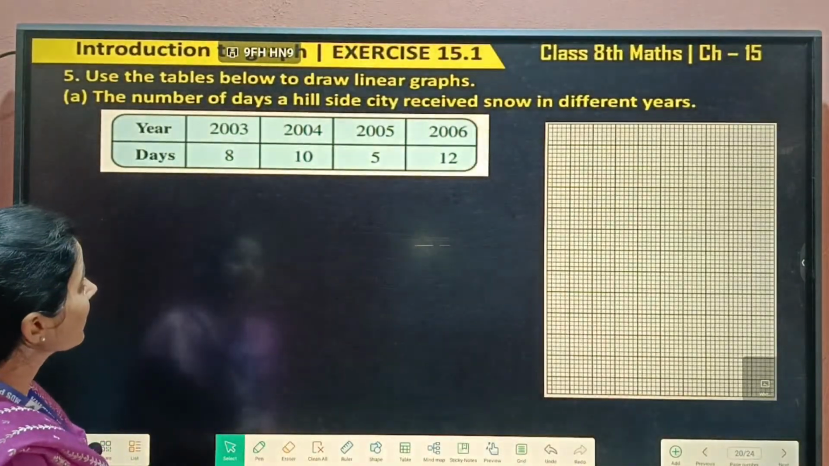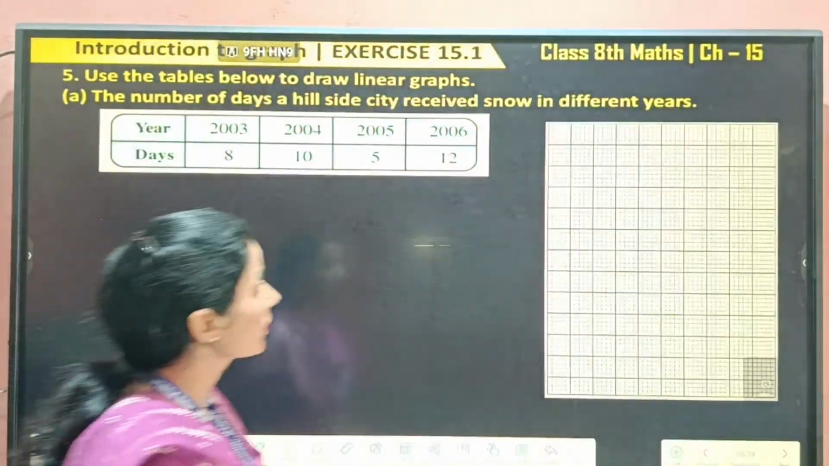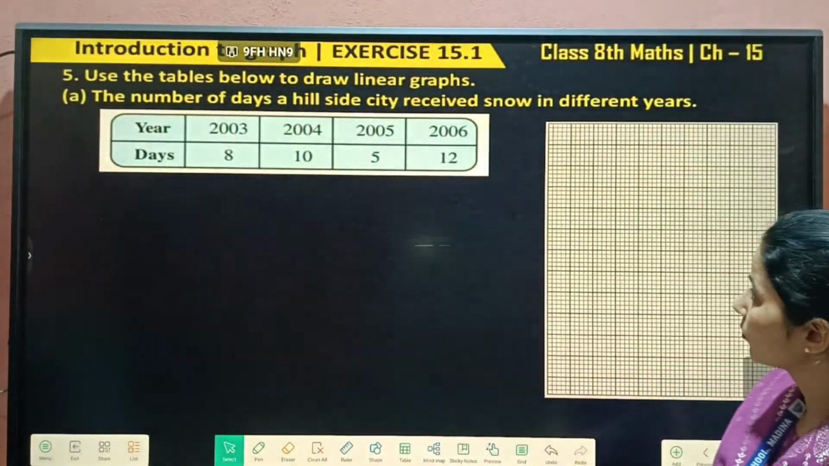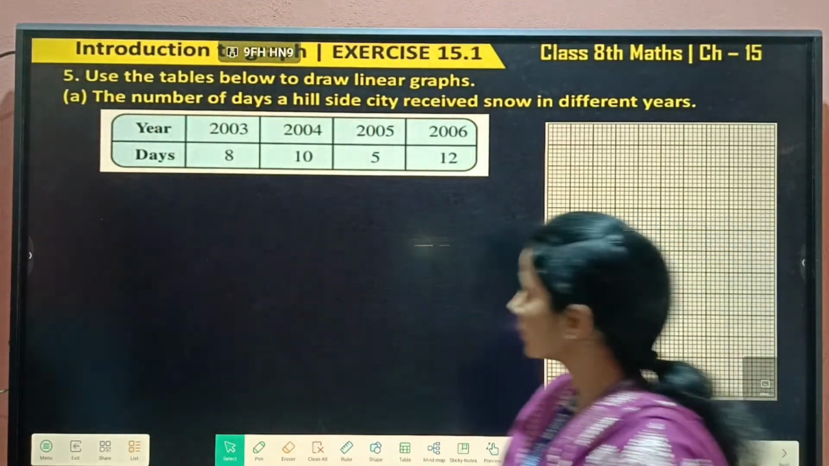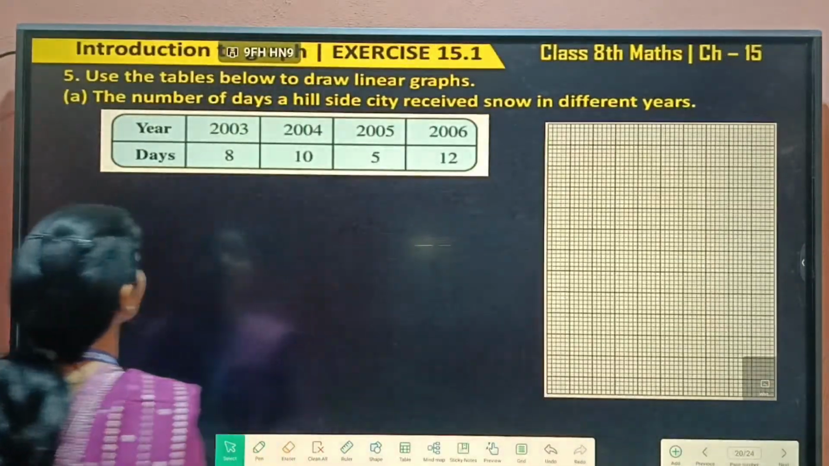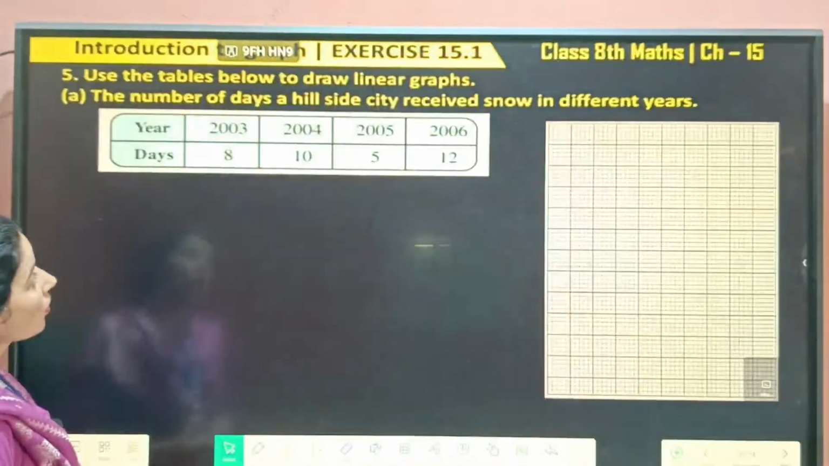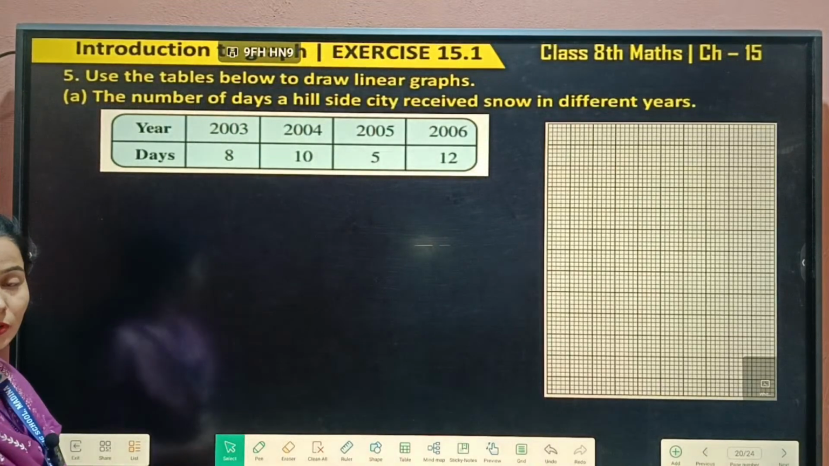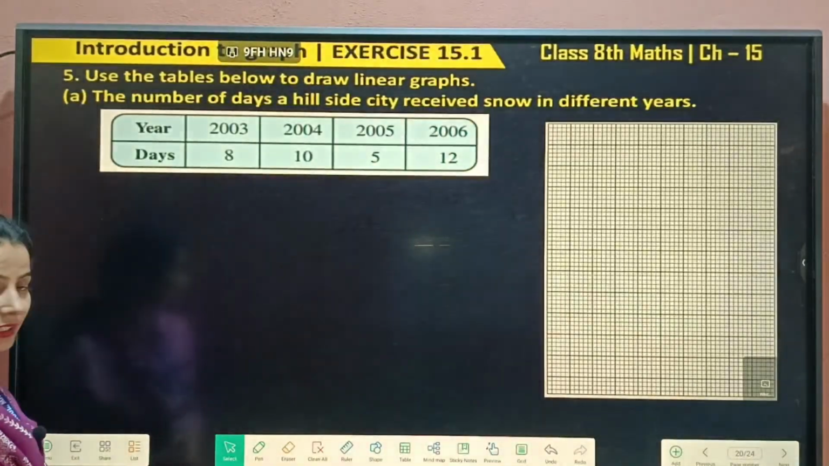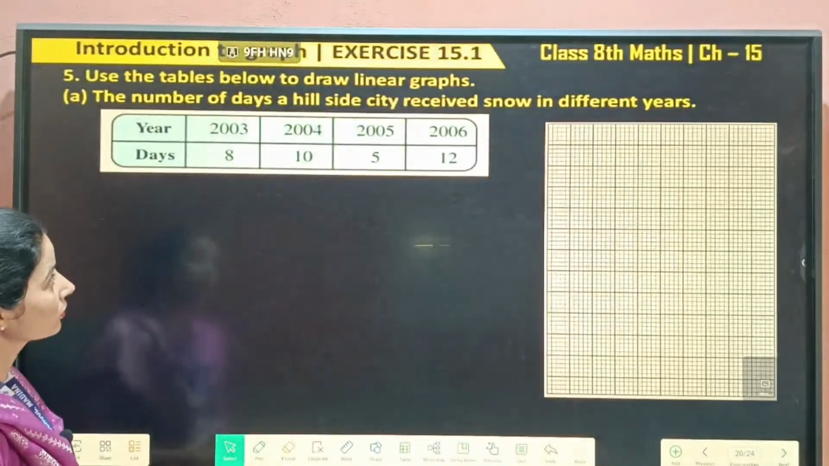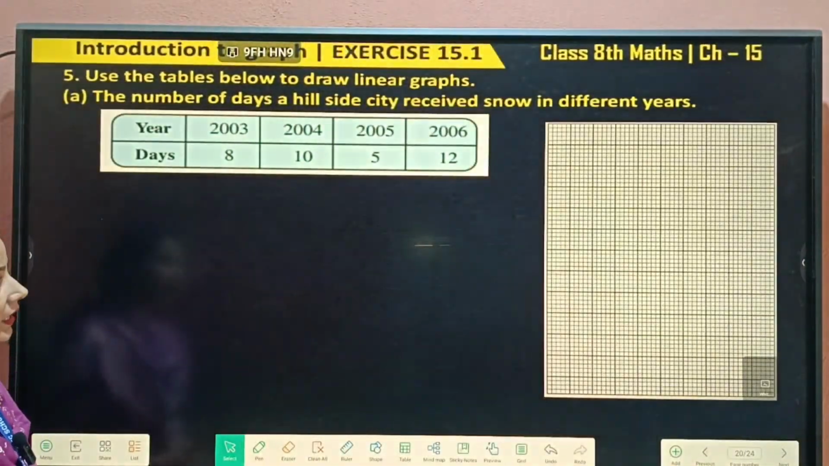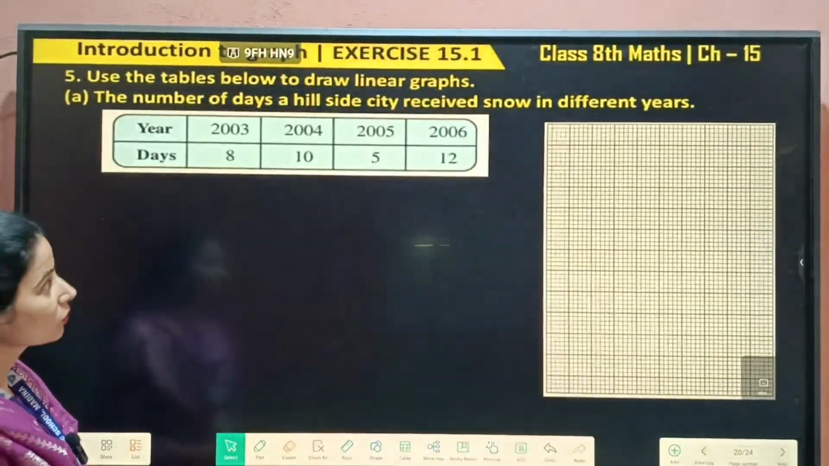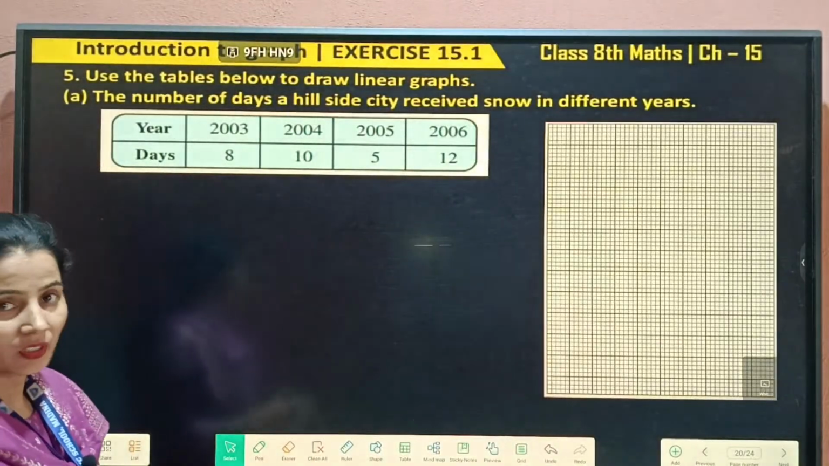The number of days a hillside city received snow in different years 2003, 2004 up to 2006, and the number of days are 8, 10, 5, 12. Means this is a record of a hillside city that received snowfall in 2003 for 8 days, in 2004 for 10 days, in 2005 for 5 days, and in 2006 for 12 days. So let us plot this information on a graph.